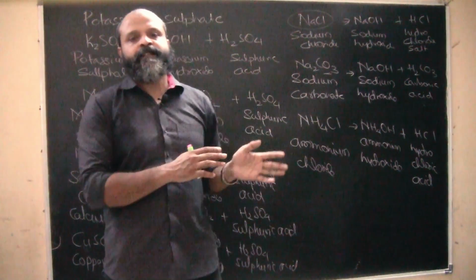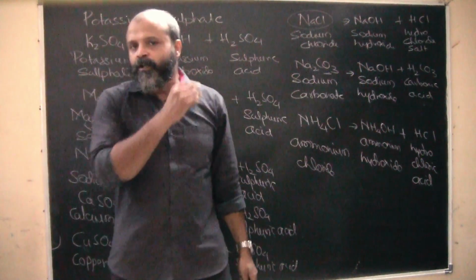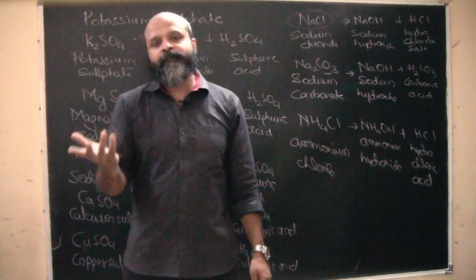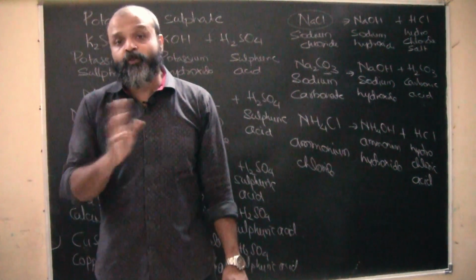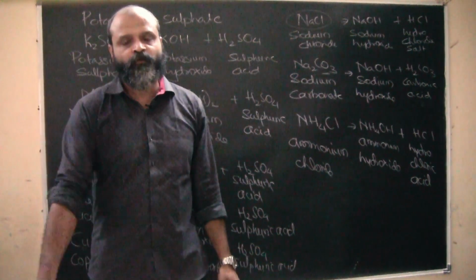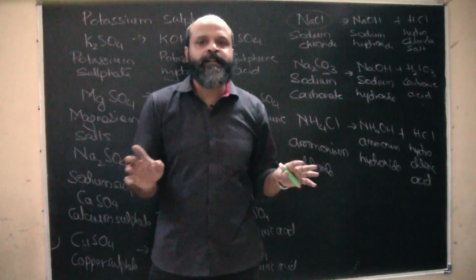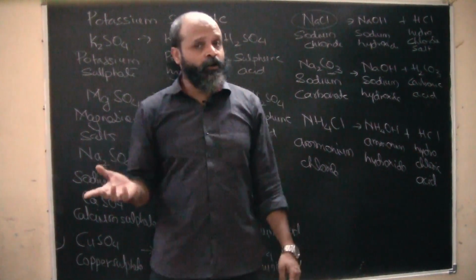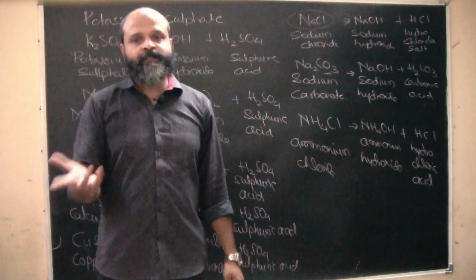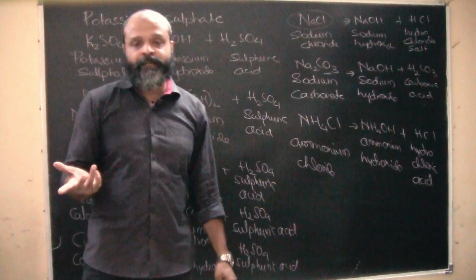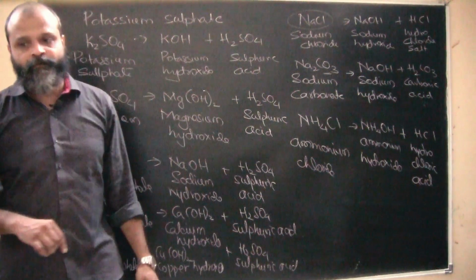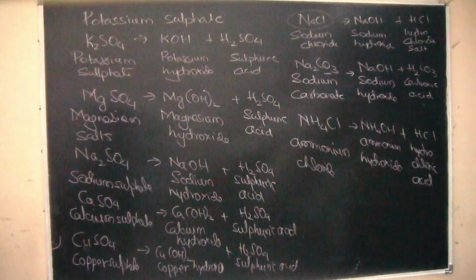As we have seen, there are some families of salts: chloride salts, sulfate salts, nitrate salts, sodium salts, calcium salts, and so on. Salt is supposedly a neutral compound. However, is salt always neutral? No. We will see when a salt will not be neutral and when it will be neutral. We'll take a snapshot of the same.